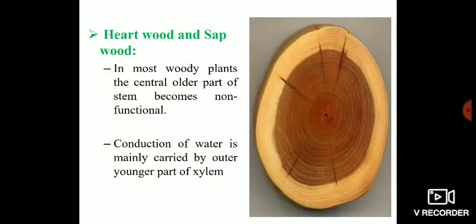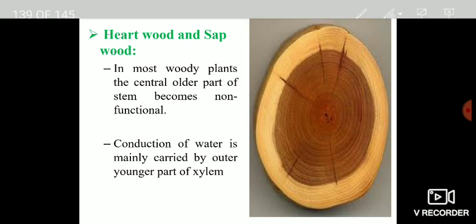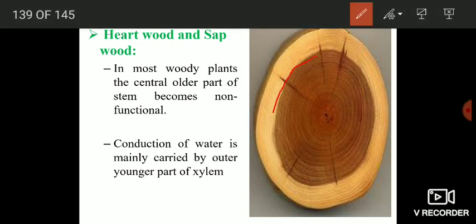Today we will talk about heartwood and sapwood. It has been found that in most woody plants, the central part of the stem becomes non-functional and gets a darker color. This portion of the stem is known as heartwood in botanical terminology. In these plants, the function of translocation of minerals and water is carried out by the outer younger part of xylem, which is relatively lighter in color. Okay, and this is known as sapwood.